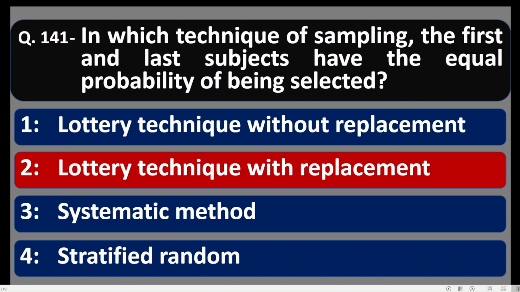Then the second chit is taken out. The second subject whose number or name is written in the chit is selected for the sample, and the second chit is again put into the box. Again the number of chits will remain the same. This happens till the last subject is selected. When the last subject is selected, the number of chits will remain the same. So the probability of being selected of the first and last will be equal in this method, lottery technique with replacement. So option number 2 is correct.